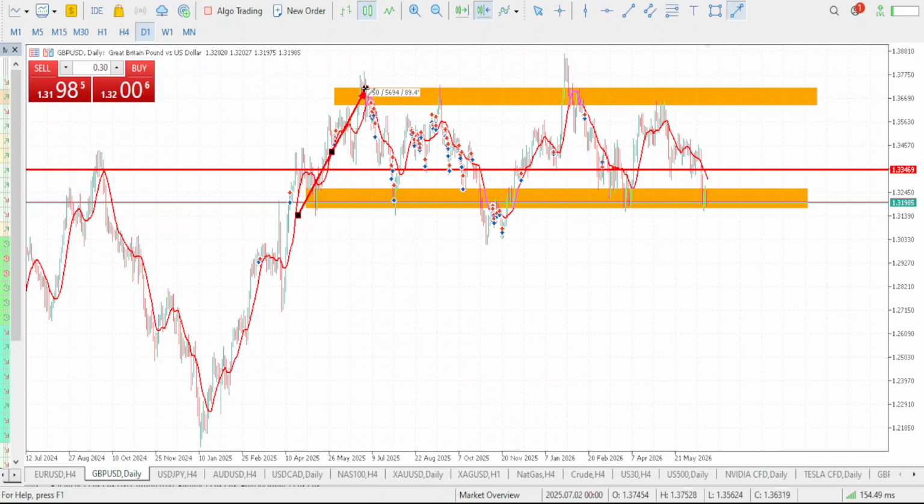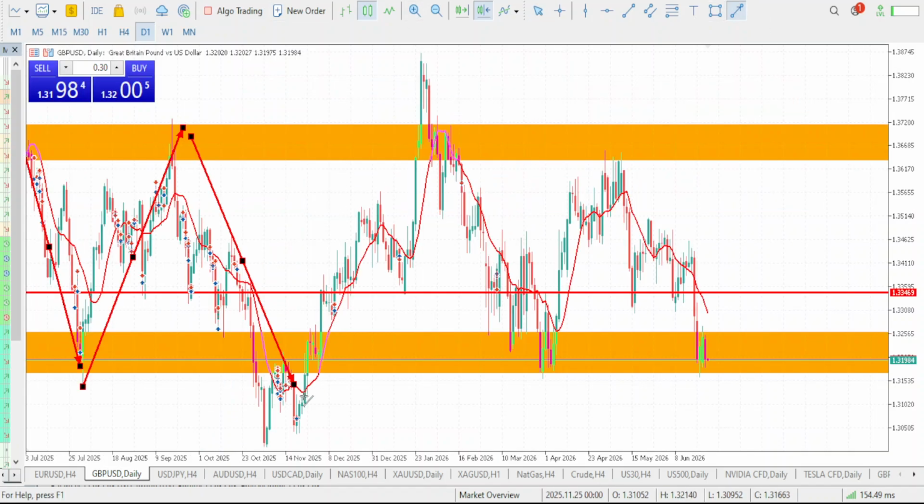As you can see, the market literally came up to tap this resistance. When it got to the resistance level, it rejected and dropped to tap our support. Then when it got to the support level, it rejected and eventually came back to tap our resistance. Then it eventually rejected from our resistance and dropped to tap our support.